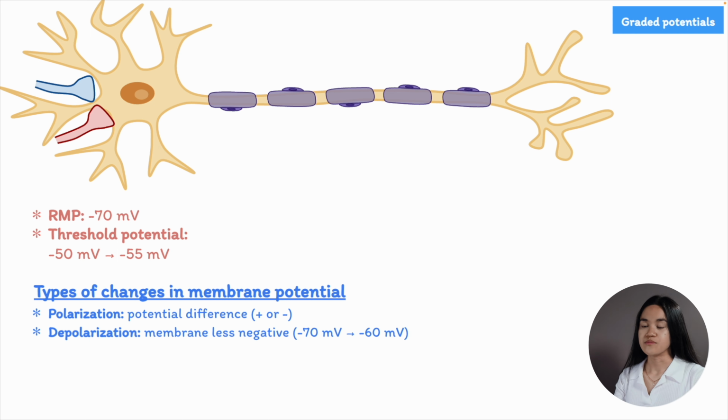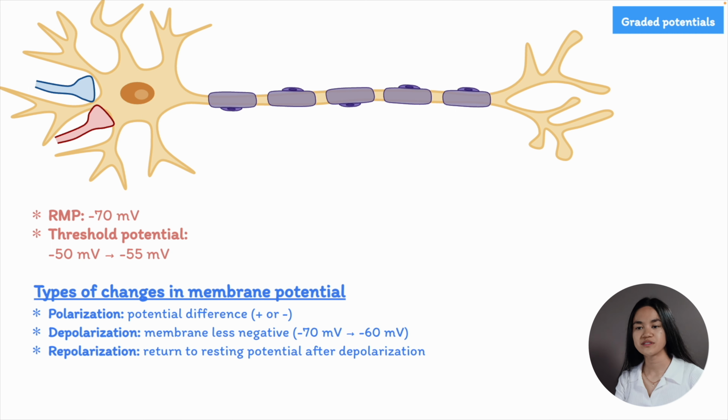Next is depolarization. The membrane is depolarized when its potential becomes less negative. It's closer to 0 millivolts. So for example, from -70 millivolts to -60 millivolts, okay? Then there's repolarization. The membrane potential that has been depolarized returns to its resting potential.